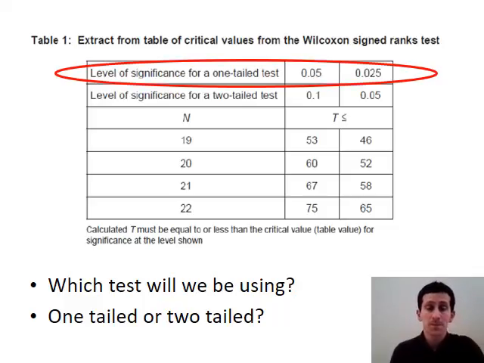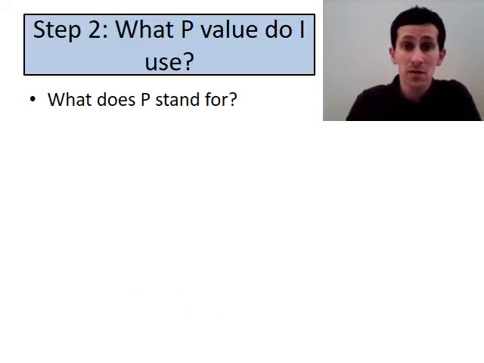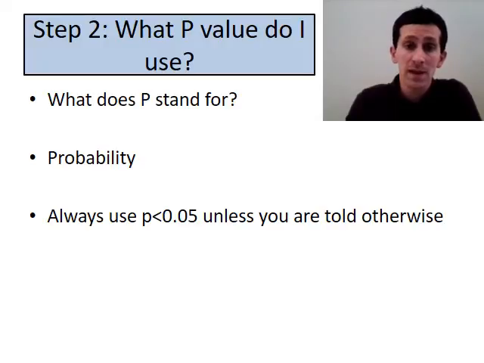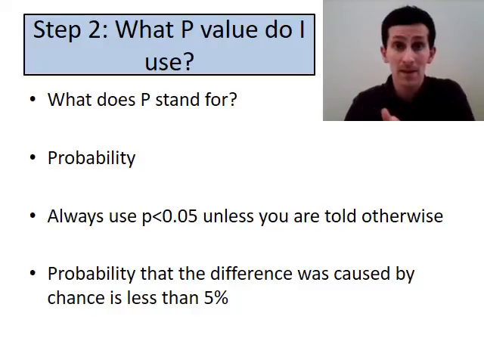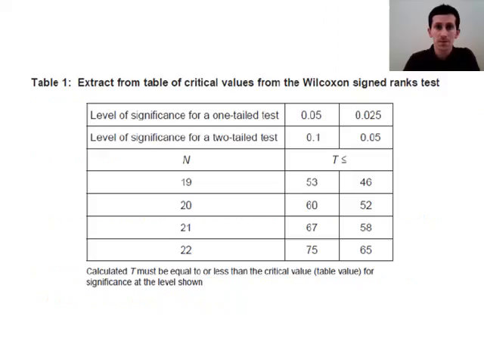Right, we already know that we're using the one-tailed test, so we highlight that little part along there where it says one-tailed test. Then you've got to start thinking about what p-value do you use. If you remember from previous videos, we always said that you use a certain probability value. We always use p less than 0.05, unless they tell you otherwise. If they tell you to use a different one, use that. But if they don't tell you, always use 0.05. Remember, that means that the likelihood that the results were down to chance is 5%. So we're going to be 95% certain of our results.